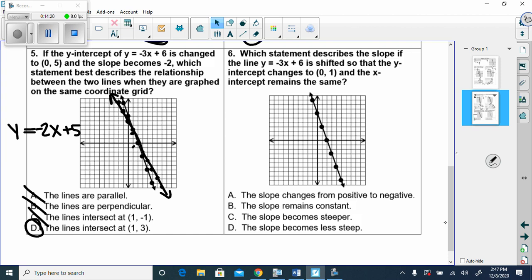All right, last one. It says, which statement describes the slope if we had the line -3x plus 6 and it is shifted so that the y-intercept is now at +1 and the x-intercept remains the same? Okay, so it now starts at 0, 1, which would be right here. But this point on the line didn't change. So that means I must have a new slope, right? Because it only goes down 1 and over 2 to get to the new place, right? So let's continue drawing out the line so we can see what it would look like. So down 1 over 2, down 1 over 2.